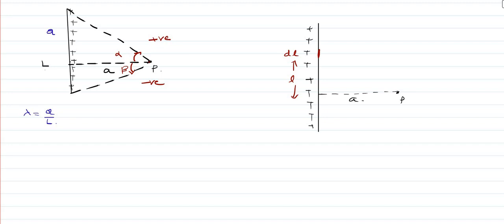Now, what is the charge in this dl element? dq is the charge. So immediately what will I write? Lambda is dq by dl. So dq can be written as lambda into dl. Correct? Last class itself we have seen. Any doubt? You tell me.